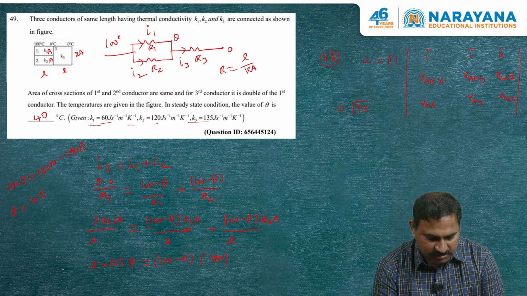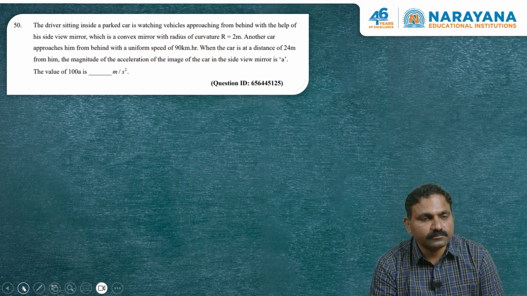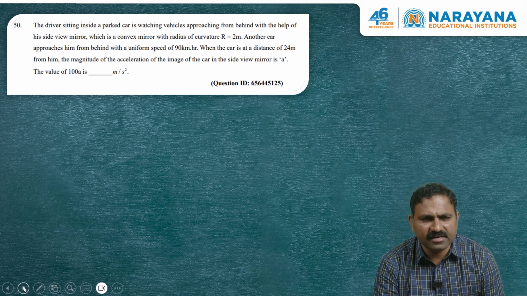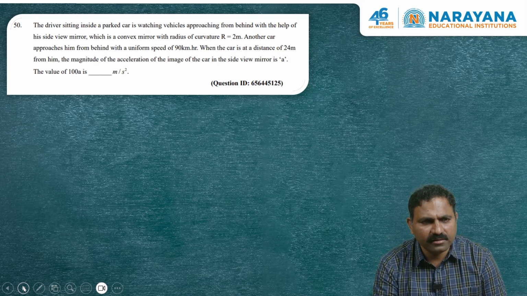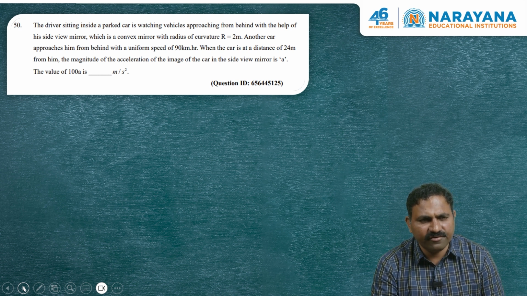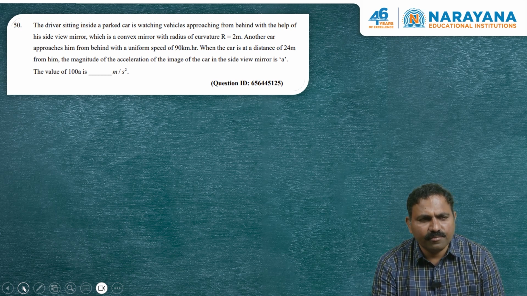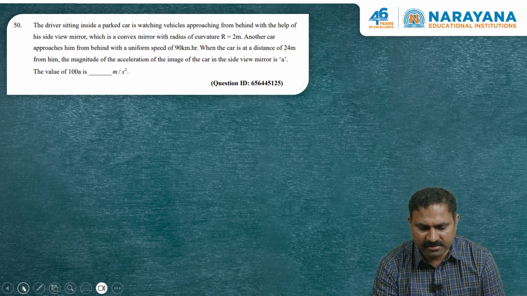Let us go to the last question. The driver sitting inside a parked car is watching vehicles approaching from behind with the help of his side view mirror, which is a convex mirror with radius of curvature 2 meter. Another car approaches him from behind with a uniform speed of 90 km per hour. When the car is at a distance of 24 meter from him, the magnitude of acceleration of the image of the car in the side view mirror is A. The value of 100 A is.